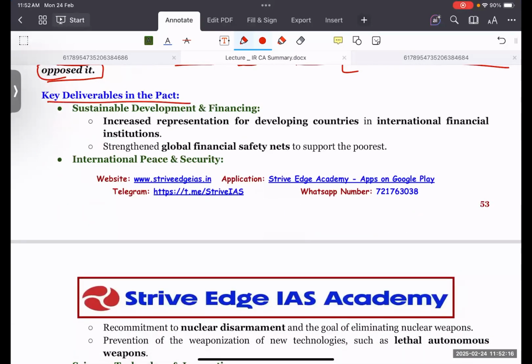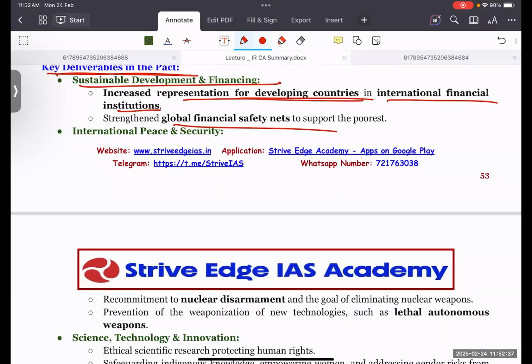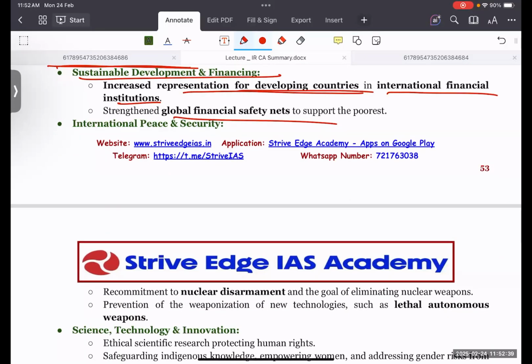So what are the key deliverables of this pact? One is about sustainable development and financing. What? Increasing the representation of the developing countries in the international financial institutions. What are the international financial institutions? Such as the World Bank, IMF, and all this. So the developing countries' representation has to be increased. And then also strengthen the global financial safety nets in order to support the poorest people or the poorest countries, or the less developed countries.